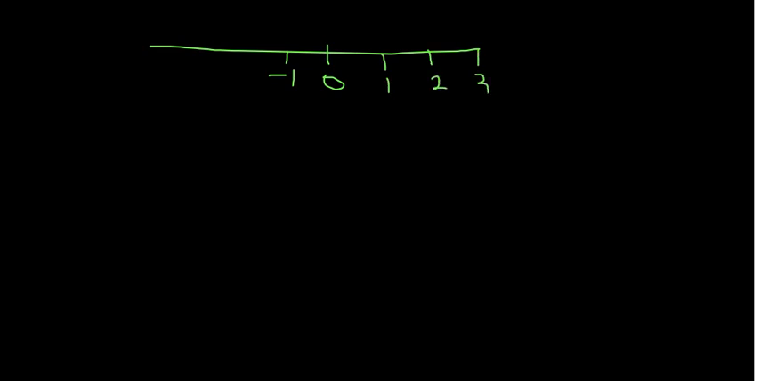Alright, and we said that when we do the number line, we always have to remember that negative numbers go to the left and positive numbers go to the right.